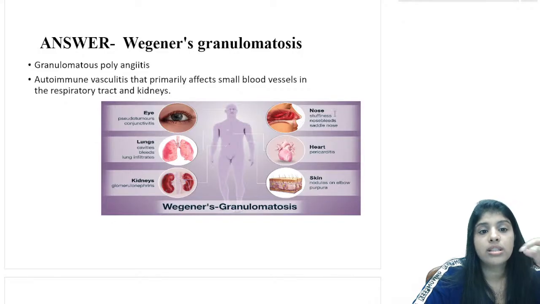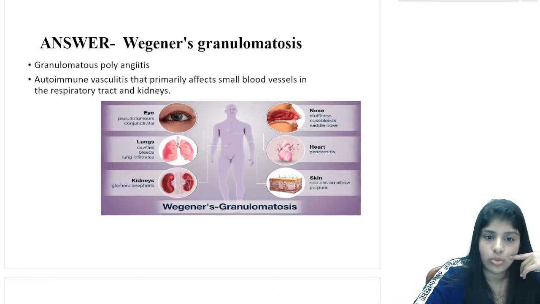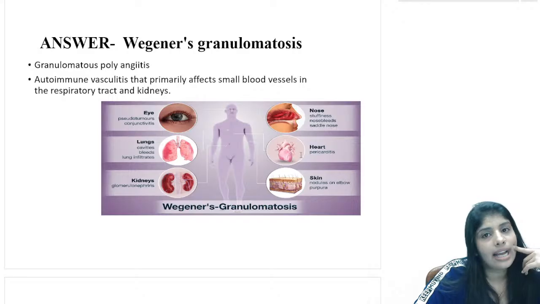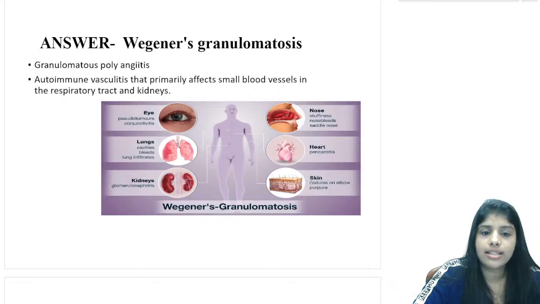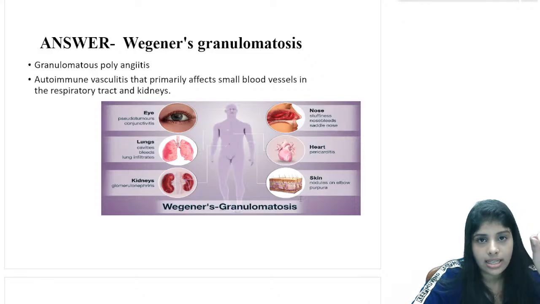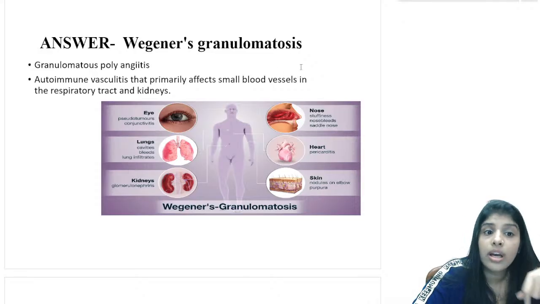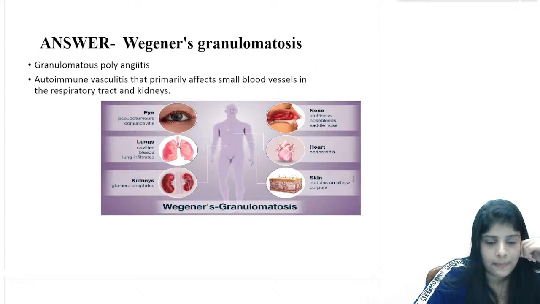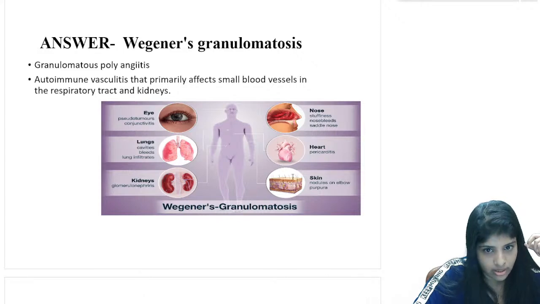And the nose, because most of the time it starts with the respiratory tract. So you can see stuffiness, nosebleeds. And in the heart there can be pericarditis. And in the skin, this is a very important thing, there is purpura. So if the question says there is purpura, you have to think about Wegener's granulomatosis. Fine. So you have got the idea of what this is now.